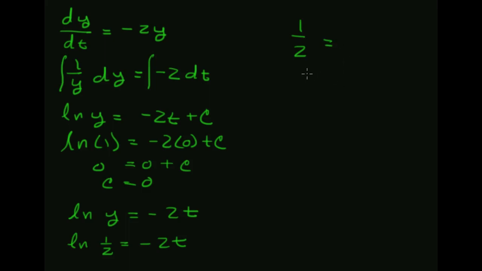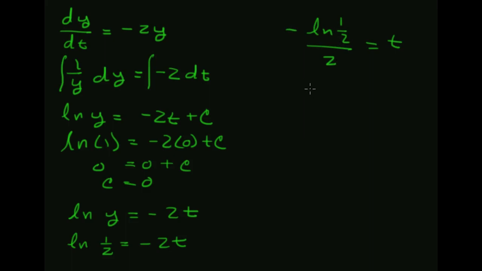Oh, I see what we did here. Wait a minute, we have to isolate t. So let's just divide both sides by negative 2. The negative natural log of 1/2 over 2 is equal to t.